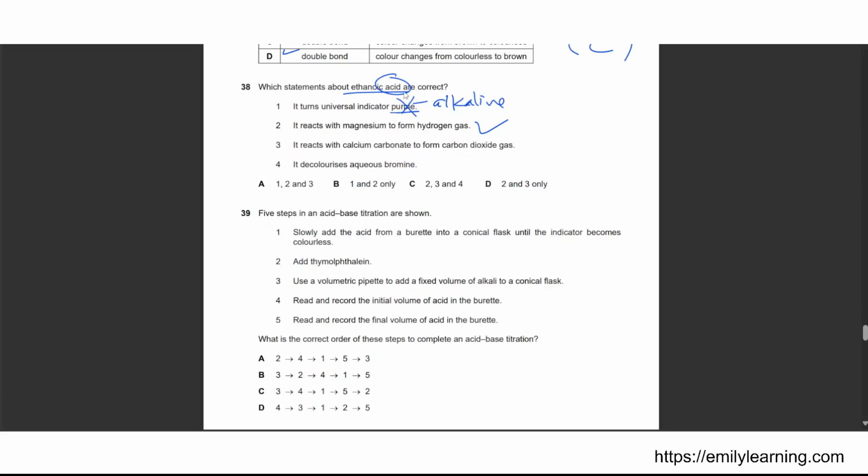It reacts with calcium carbonate to form carbon dioxide gas. So ethanoic acid is an acid, so acids can undergo reactions with metals that are above hydrogen in the reactivity series, and react with carbonates to form carbon dioxide and water. So 3 is also correct. Okay, and let's look at 4. It decolorizes aqueous bromine. It is not true because it doesn't have a C=C double bond. So 4 is wrong. Only alkenes, or compounds with C=C double bonds or C≡C triple bonds, can decolorize bromine in the dark. So the answer is 2 and 3 only for 38, which is D.